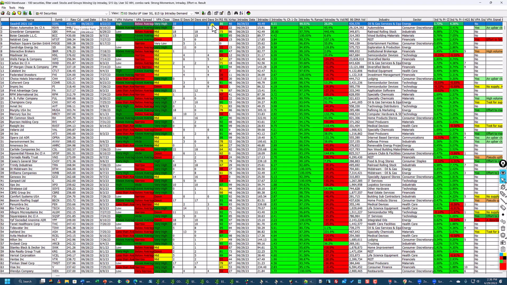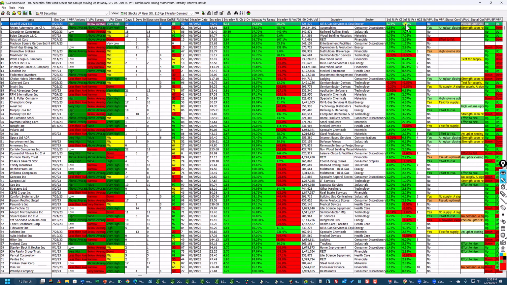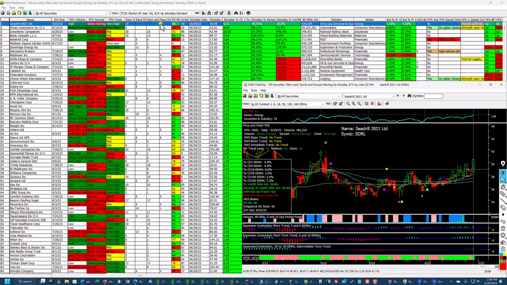This crossed over 11 days ago. It crossed down yesterday. So there was a pullback yesterday. And let's take a look at it today. Buyers are coming back into oil, gas, services, and equipment. No VPA signal. And there was an upthrust the prior day. So let's take a look at this stock.